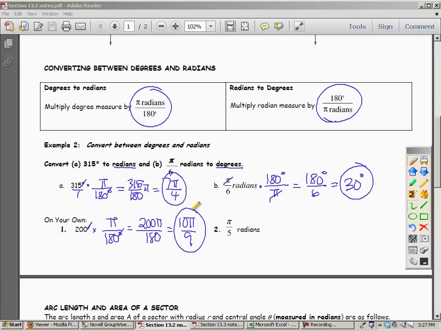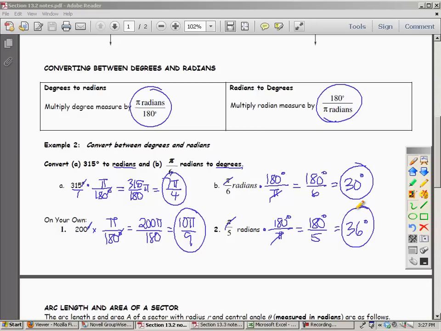Last one, let's convert this back to degrees. Since I have a pi, I put pi on the bottom and 180 degrees on top. Pi cancels, you're left with 180 degrees over 5. When you divide 180 by 5, you get 36 degrees.